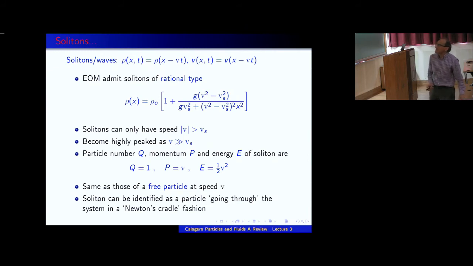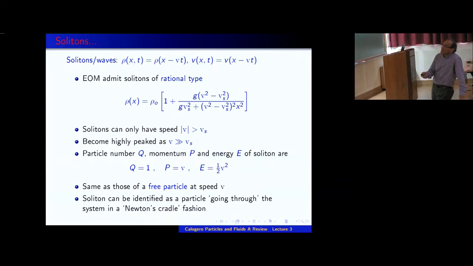The details are not important, but a couple of things are of interest. The speed of those solitons from their form can only be bigger than the speed of sound. So, although small amplitude waves can travel with speeds less than sound, these can travel only with speeds bigger than the speed of sound. As the speed of the solitons becomes very big, they become very highly peaked. They become like delta functions. As the speed of the solitons approaches the speed of sound, they become very broad, and eventually they disappear, they dilute into the continuum, if you wish.